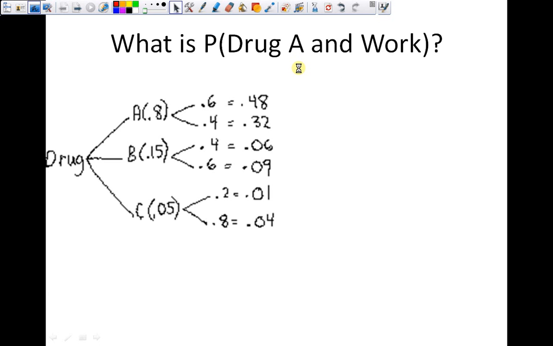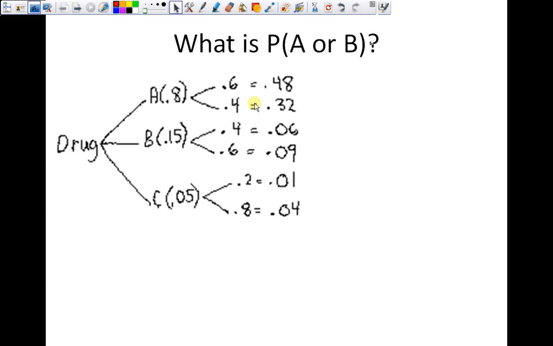So the first question says, what is the probability that we use drug A and it works? That's in probability notation there, but that's what that means. Drug A and it works. And that is right here. Drug A and works is 0.48. That's 48%. That one's pretty easy.